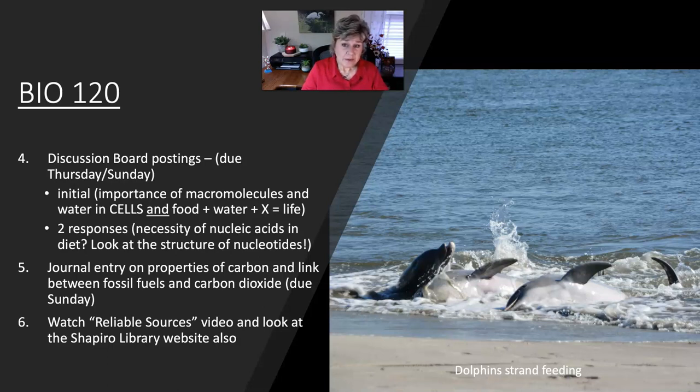And then you're going to discuss the link between fossil fuels and carbon dioxide, especially excessive amounts of carbon dioxide in the atmosphere, and how all of that relates to carbon and organisms. It's like linking all of these topics together. Carbon, organisms, fossil fuels, the release of carbon dioxide into the atmosphere. They're all connected. And this is due by Sunday before midnight.